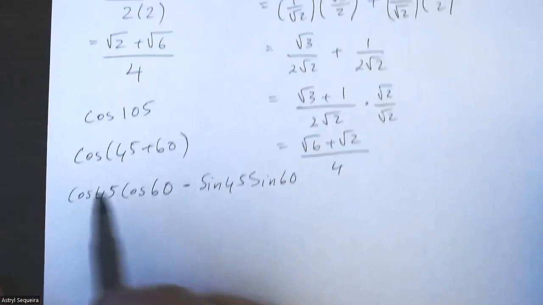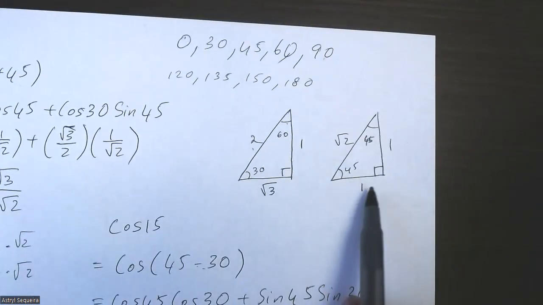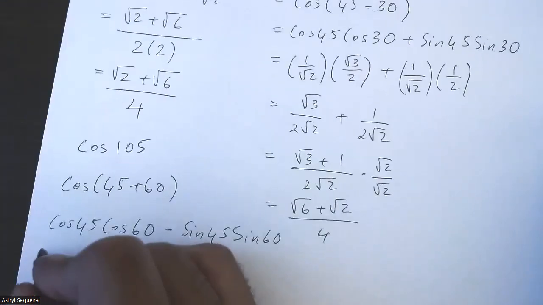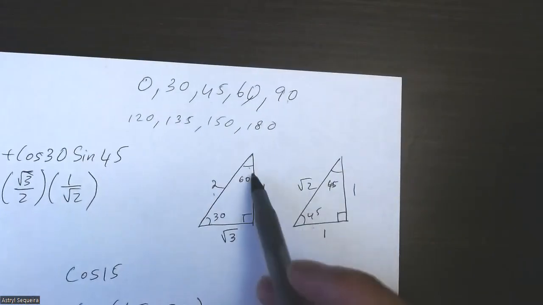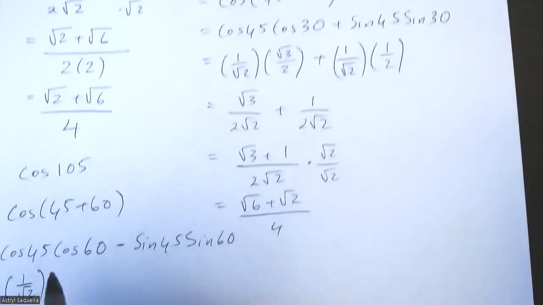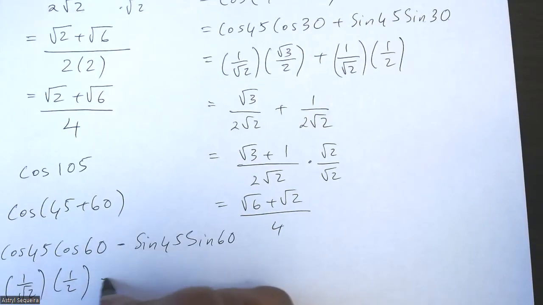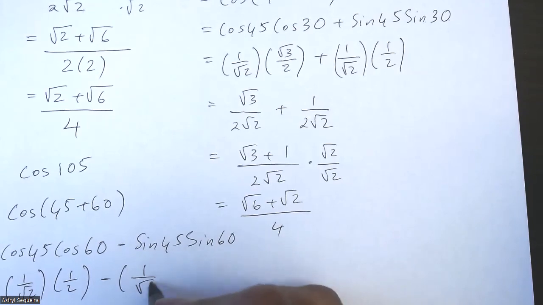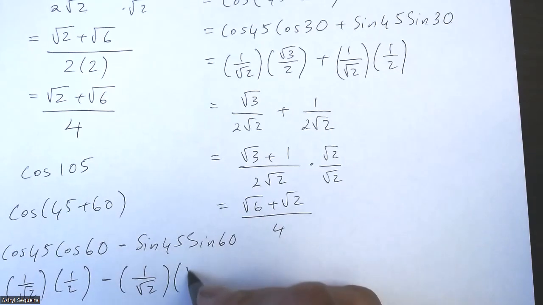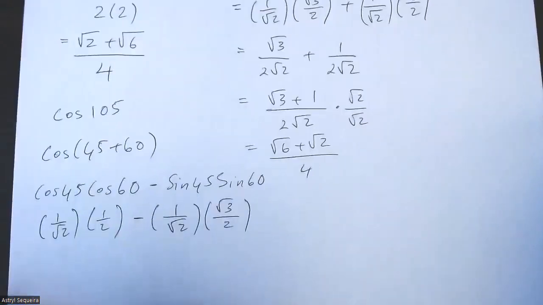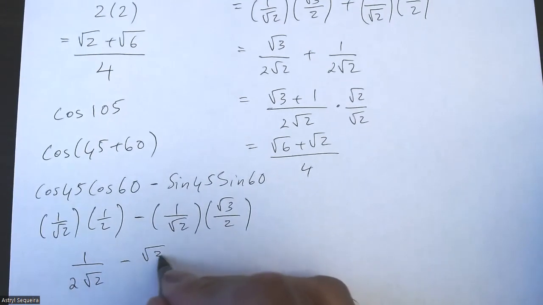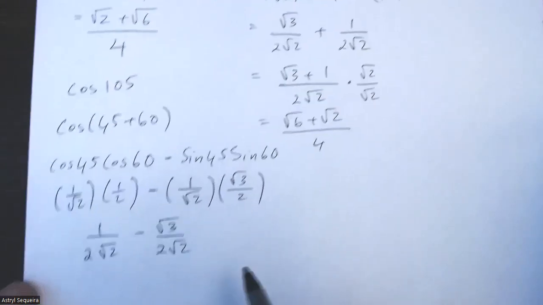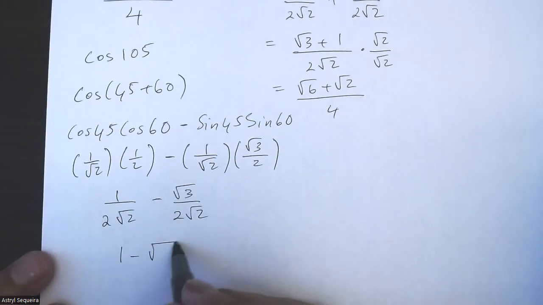Then cos 45, if I look at my special triangle, is 1 over root 2. Cos 60 is 1 over 2. Sine 45 is 1 over root 2, and sine 60 is root 3 over 2. That's just 1 over 2 root 2 minus root 3 over 2 root 2. I already have a common denominator, so 1 minus root 3 over 2 root 2.